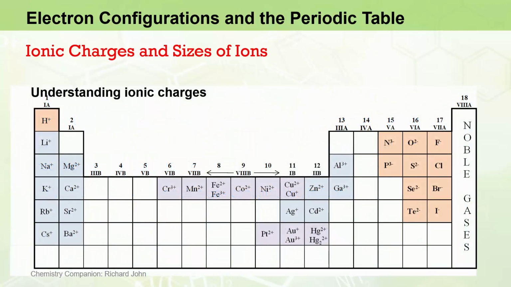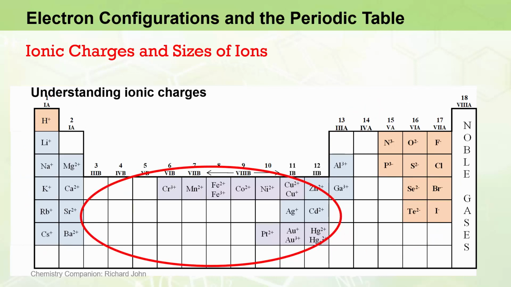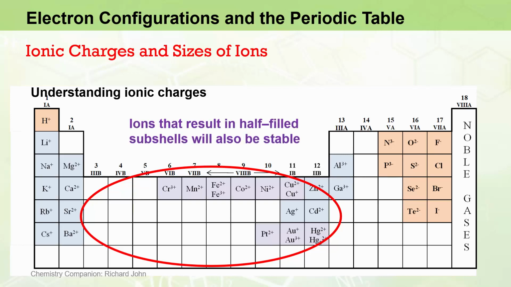While these general rules apply to many main group elements, it is more difficult to apply general rules to elements in other parts of the periodic table, such as the d block. Aside from full electron shells or full subshells, stable electron configurations are also obtained with half-full subshells. So ions that result in half-filled subshells will also be stable, and this can also be used as a guide to predicting which stable ions may form, particularly in this part of the periodic table.